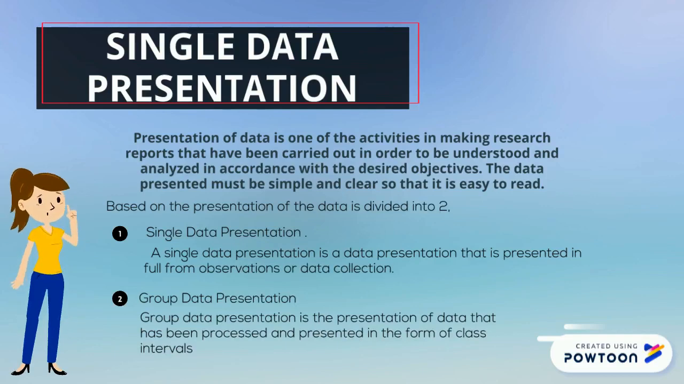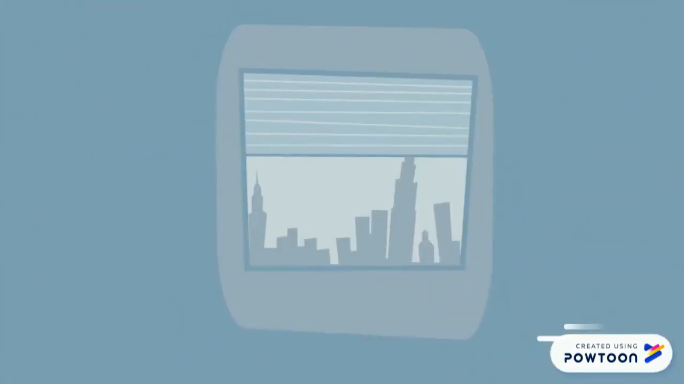Based on the presentation, the data is divided into two. 1. Single data presentation. A single data presentation is a data presentation that is presented in full from observation or data collection. 2. Group data presentation. Group data presentation is the presentation of data that has been processed and presented in the form of class intervals.